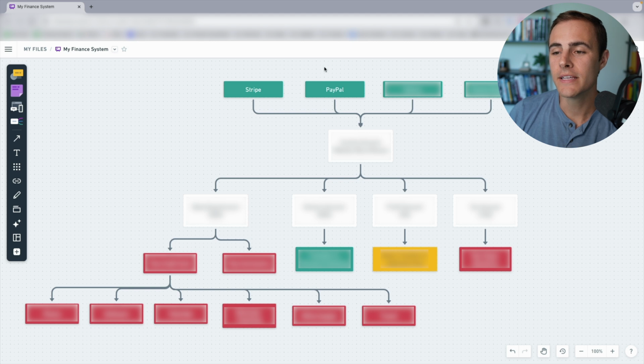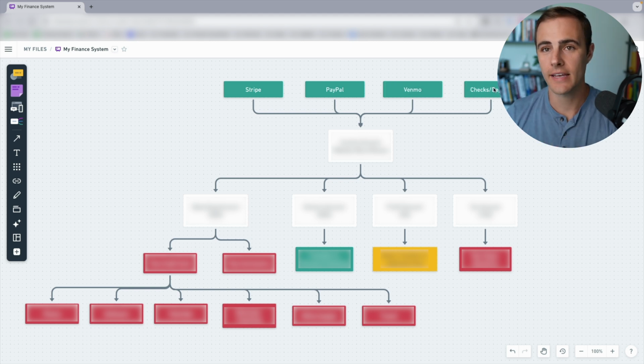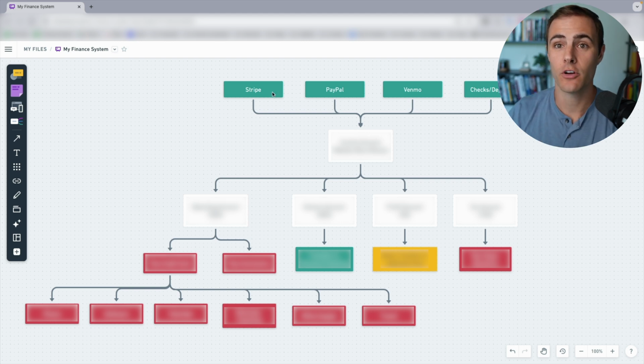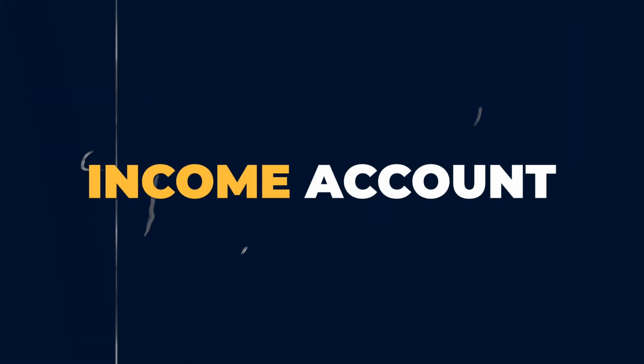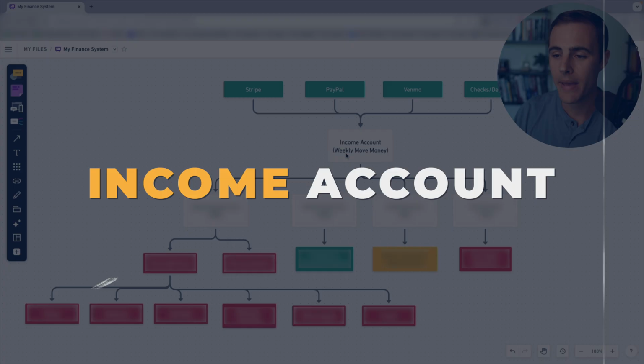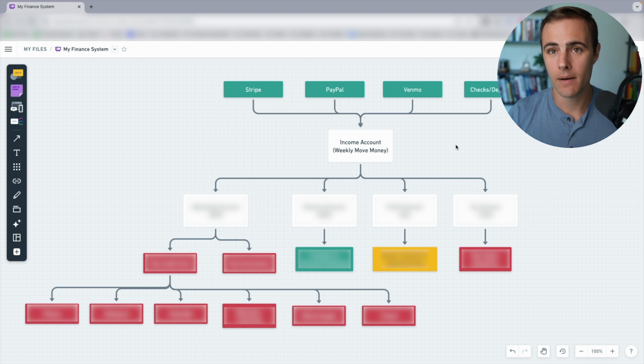Now, I also listed up here Venmo and checks/direct deposit, just in case that applies to you, but someone's gonna pay you from some source. You might be using Wave, which is another payment processing system, but we've got Stripe, PayPal, Venmo, checks. All of this gets moved into one bank account, okay? I have one bank account here, and I call it the income account. And this is a basic business checking account, nothing fancy here.